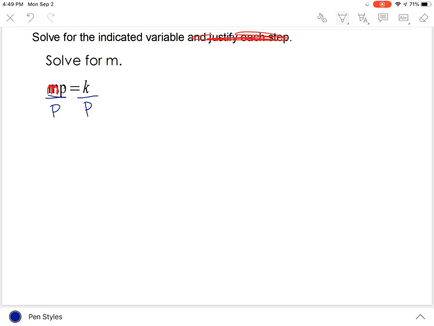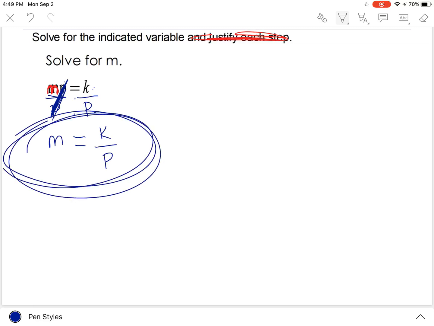Right? A variable divided by a variable is just 1. So this is just going to be m on our left-hand side. Bring down our equal sign. K divided by p, well, we can't simplify that at all, so we just leave it. I like these problems because you can't usually simplify, so there's a couple less steps usually. Which means m is equal to k divided by p, and that is our final answer.